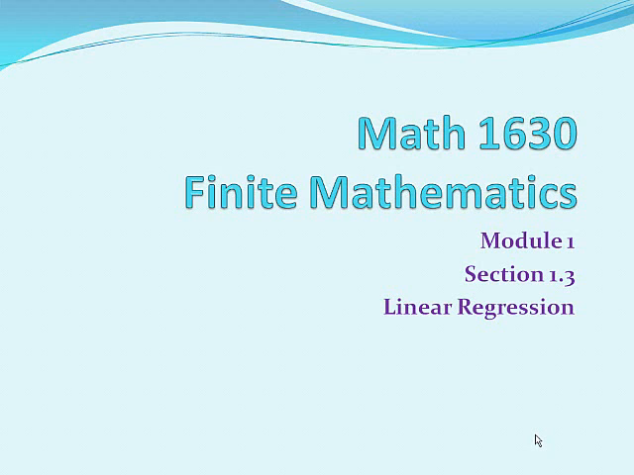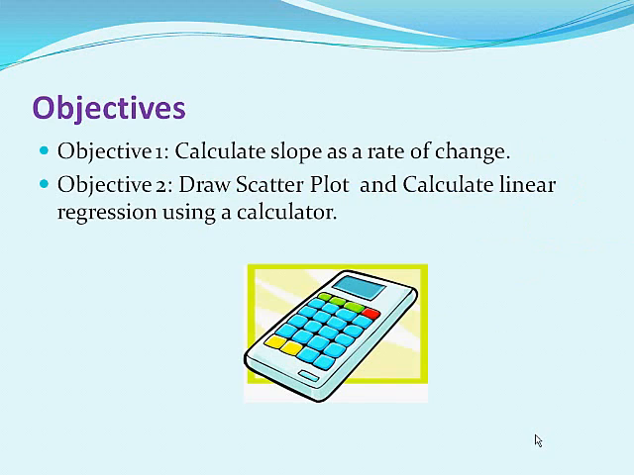Module 1, Section 1.3, Linear Regression. Objectives. Objective 1, calculate slope as a rate of change. Objective 2, draw scatter plot and calculate linear regression using a calculator.